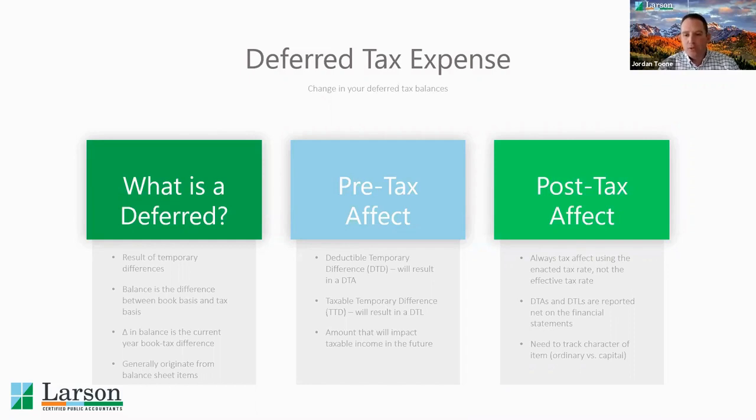And then we do need to track the character of these items. If it's an item that relates to ordinary income, we track that separately from an item that relates to capital income. The reason being is there's tax rules that limit the ability to offset certain characters of losses against ordinary income.